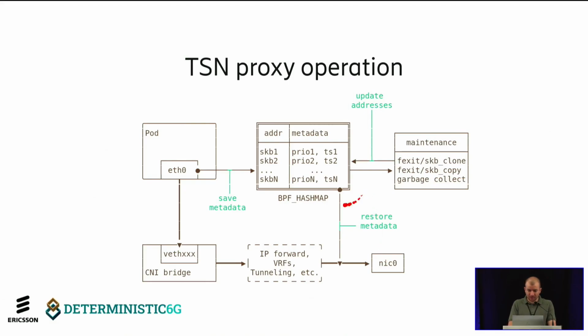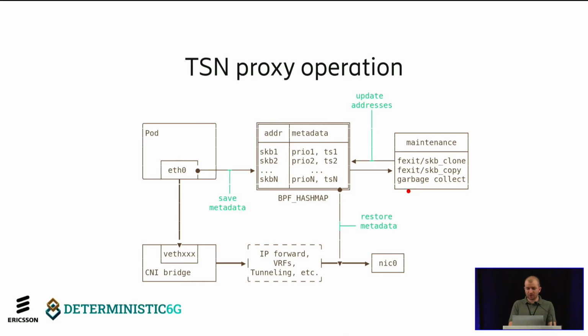But what we can do here is we also hook into the TC egress on this NIC, and we can restore the metadata from the hash map based on the address of the SKB. But of course, the address of the SKB can change as it traverses the network stack. Therefore, we introduce some maintenance: we hook into the SKB clone, SKB copy, and PSKB clone, and I think that's all we use right now.